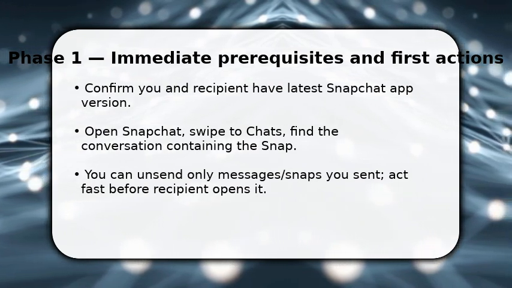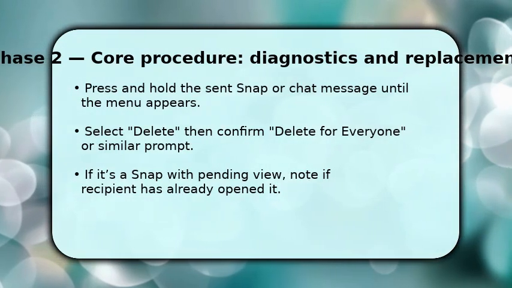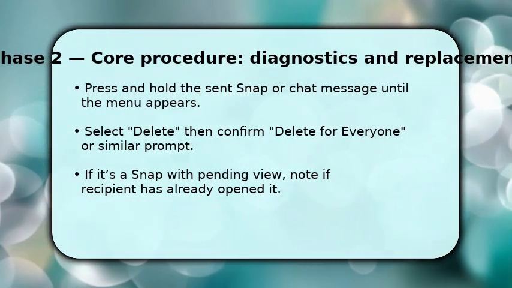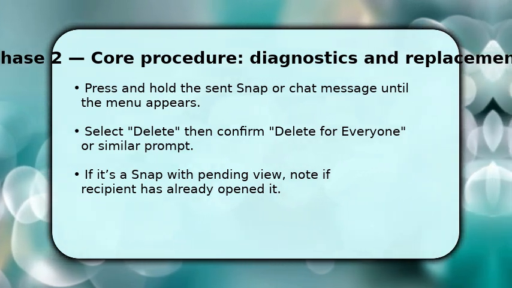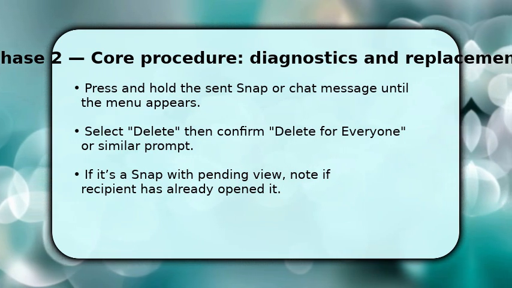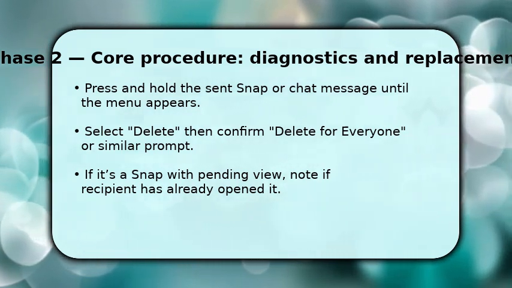Once the menu is visible, select Delete. Snapchat usually shows Delete for everyone or a Confirm option. Choose that to attempt removal. You're doing this because Snapchat removes the content from the chat thread and tries to clear associated view counts or links. Make sure to confirm when prompted.